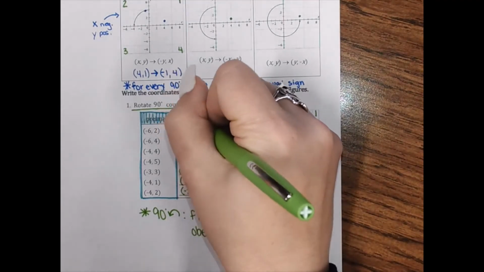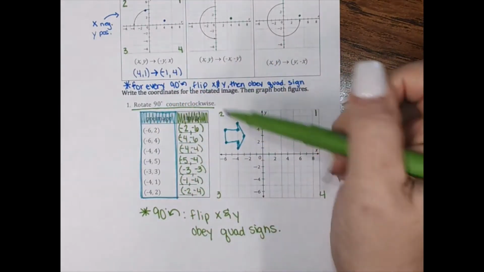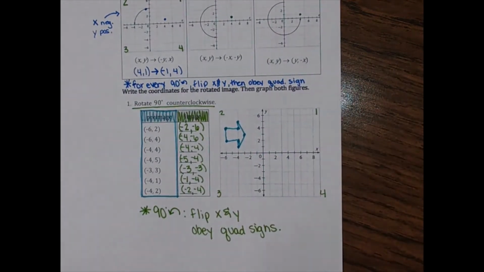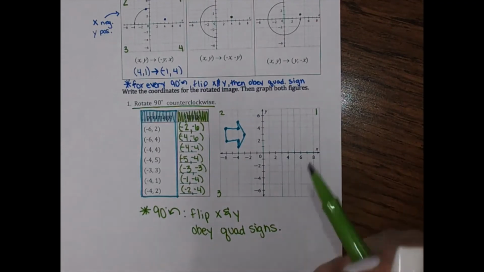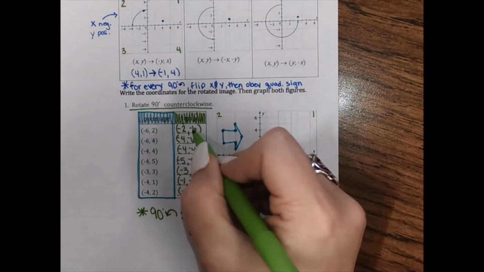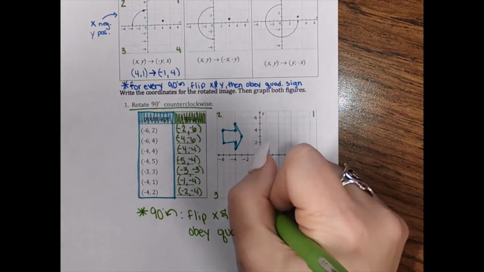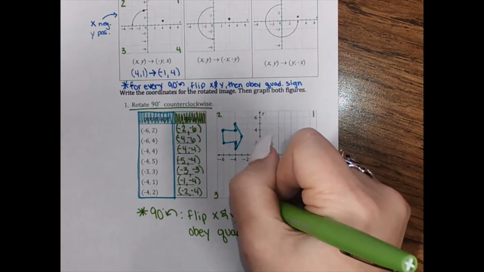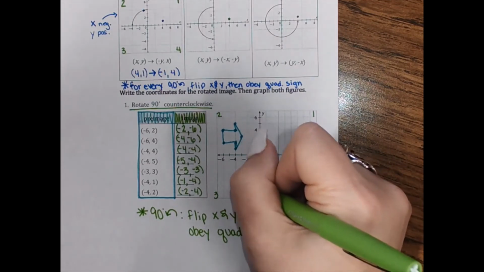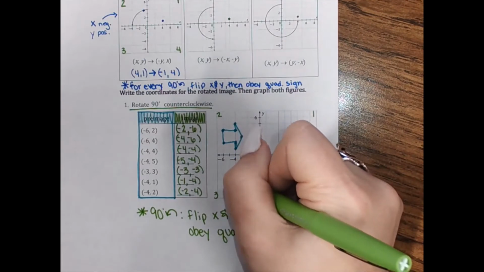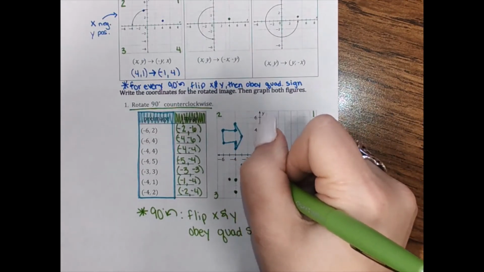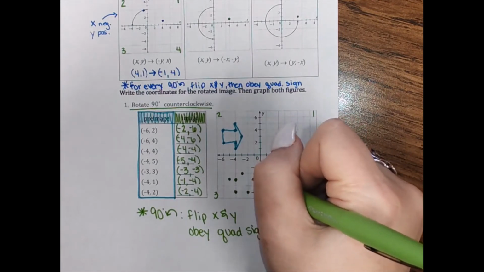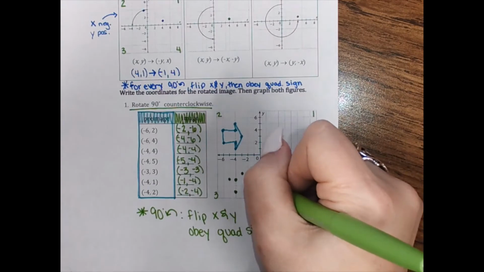All right, so my image is the new image. This is the image after the transformation, the change that we're doing. Let's graph all these points. We've got a point at negative 2, negative 6. A point at negative 4, negative 6. Negative 4, negative 4. Negative 5, negative 4. Negative 3, negative 3. Negative 1, negative 4. And the last point is at negative 2, negative 4.